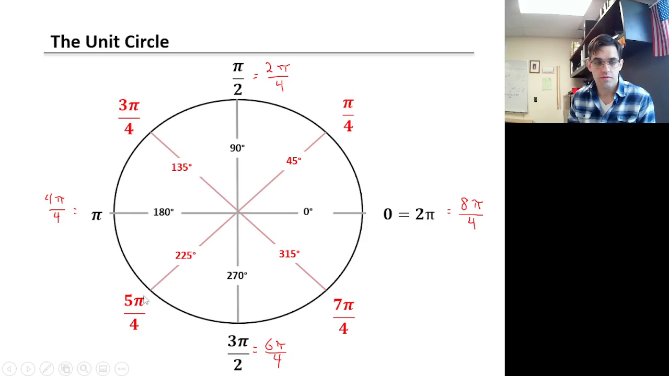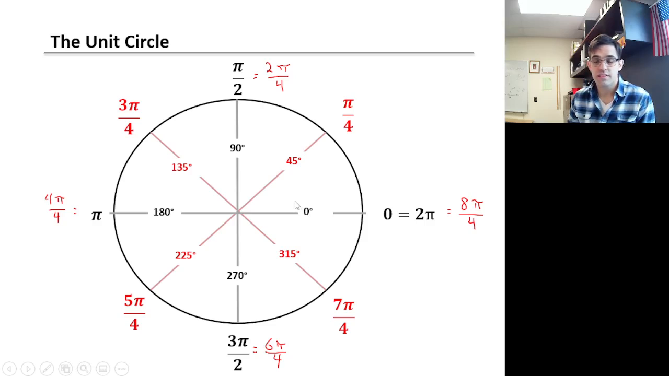A 5th would be 5 pi over 4. A 6th would be 6 pi over 4, which reduces to 3 pi over 2. One more chunk would be 7 pi over 4. And one more chunk would be a full circle, 8 pi over 4. And 8 over 4 is 2, so 8 pi over 4 is just 2 pi. So if we jump by 45 degrees, we're jumping by pi over 4 radians. And so we just count 1, 2, 3, 4, 5, 6, 7, 8 pi over 4 and reduce fractions accordingly.